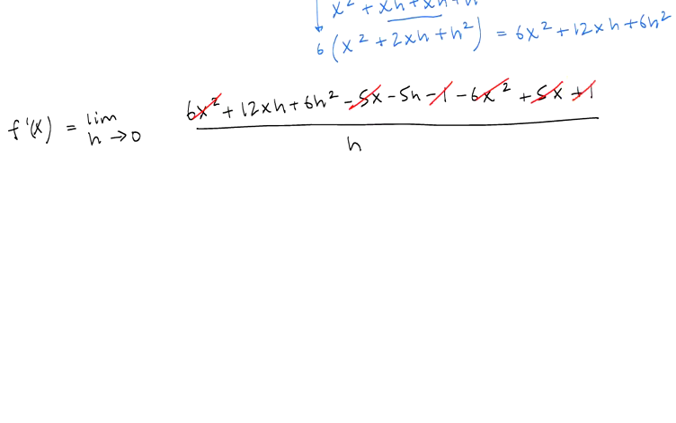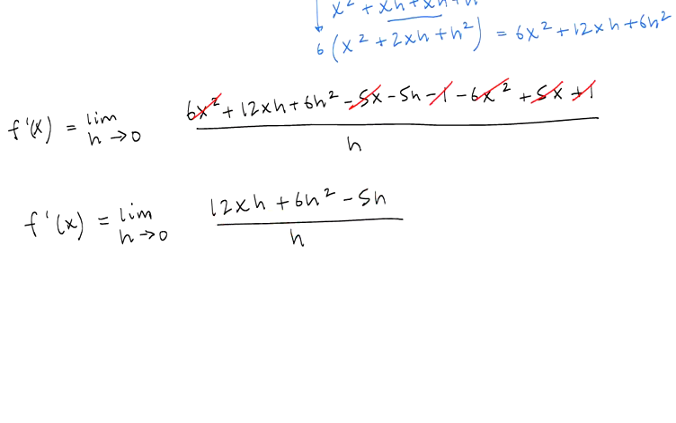We're left then with 12xh plus 6h squared minus 5h. So that cleaned up pretty nicely. We can actually clean this up even more.